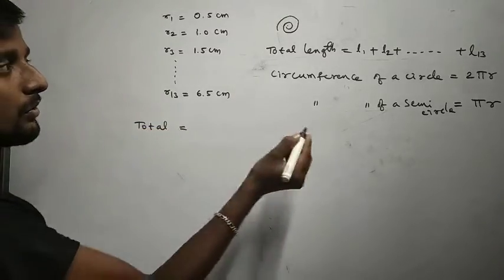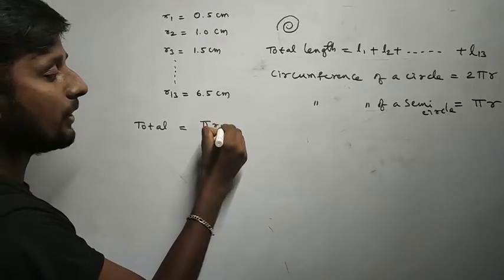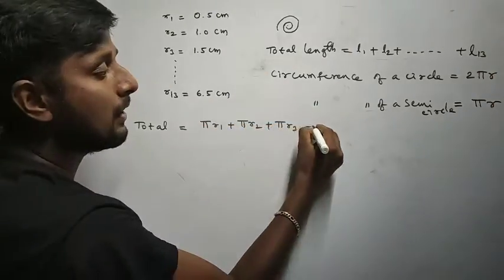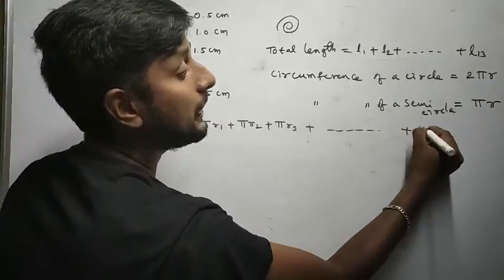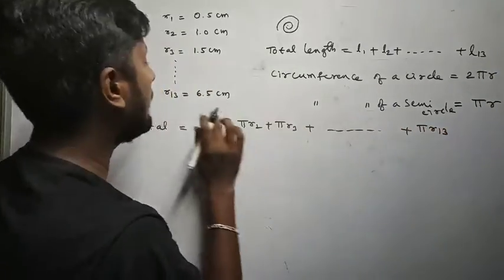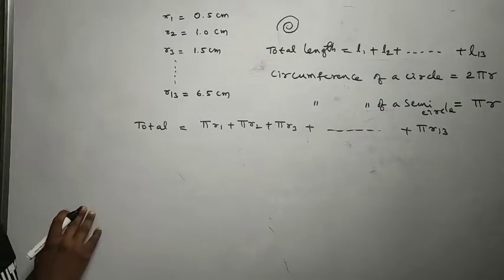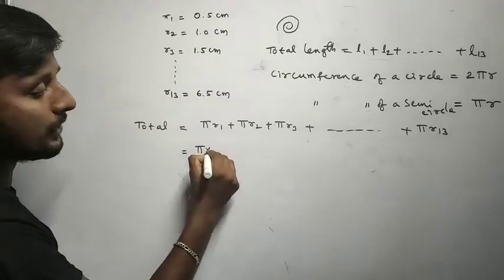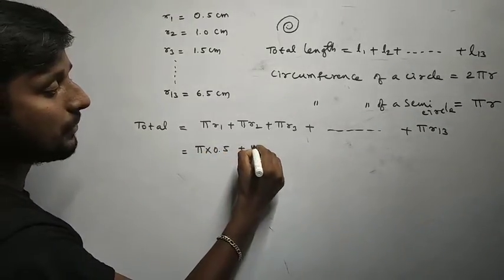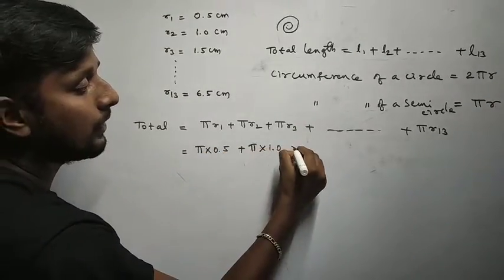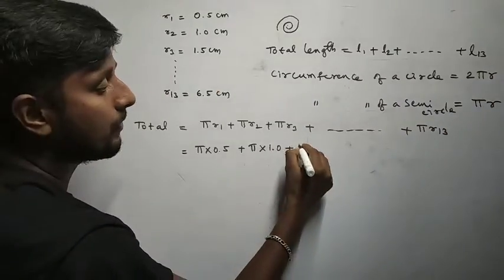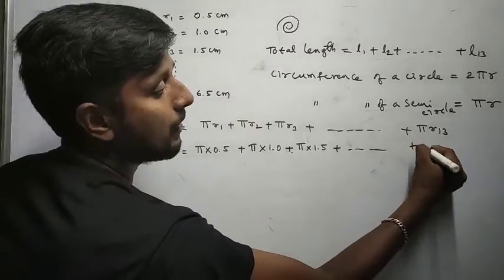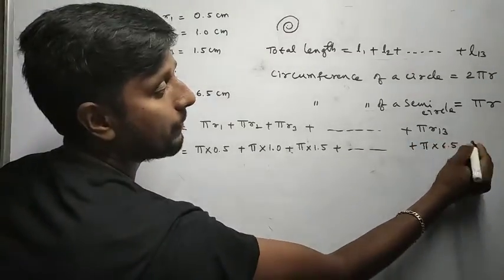Total length is equal to, I can write simply, pi r1 plus pi r2 plus pi r3, and so on up to r13. We have 13 radii. Am I right? Right. Radii, the plural form of radius. Now I'll write pi into 0.5 plus pi into 1.0, plus pi into 1.5, and so on, plus pi into 6.5.